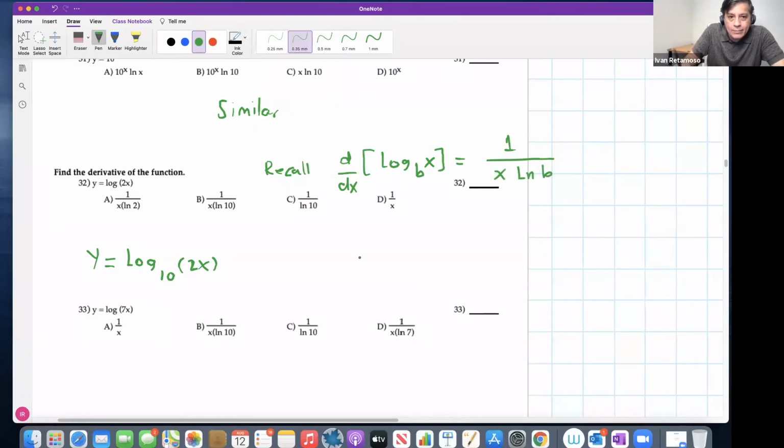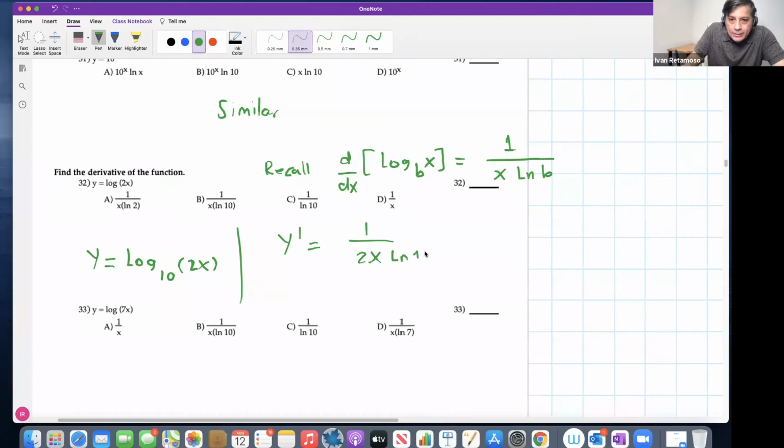Write this down also, this formula if needed. So let's apply, right? Then the derivative should be what? Applying this formula, the derivative of y will be 1 over 2x. And here you attach the natural log of the base, which is 10.